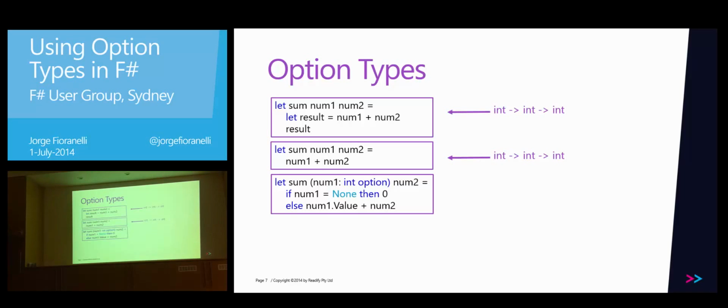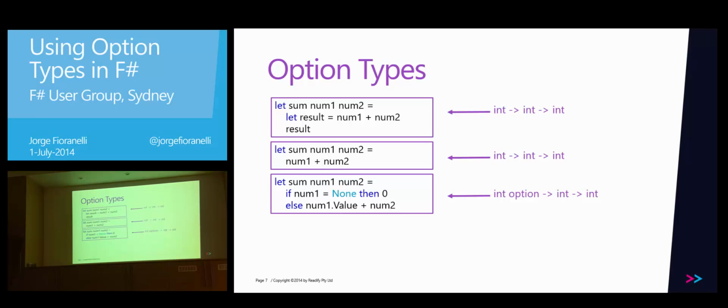So in that sense, what you could do is check if this number is None, and we use just a single equals in F# to do comparison. Then what we do is return 0. If that's not the case, we take the value from num1 and add it to num2. Num2 still is an integer. So the signature of this one is: the first is an option of integer, the second is still an integer, and what this returns is either 0 or the addition of those two numbers. So this is still an integer.